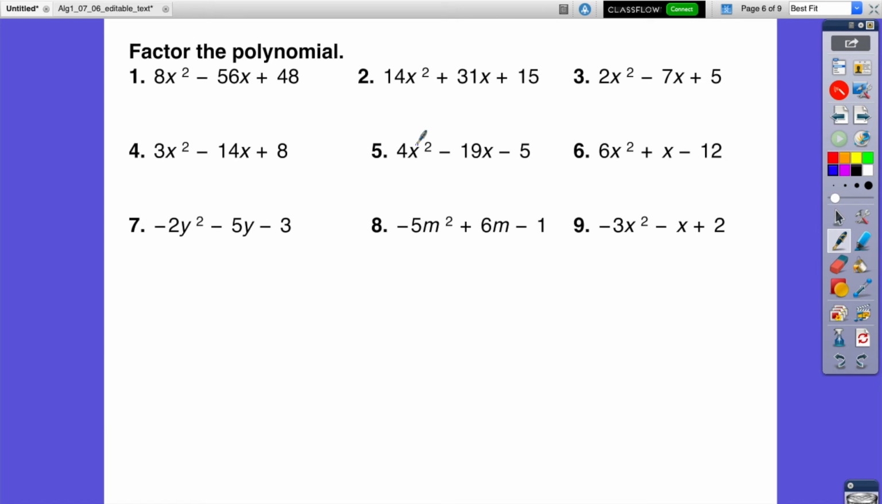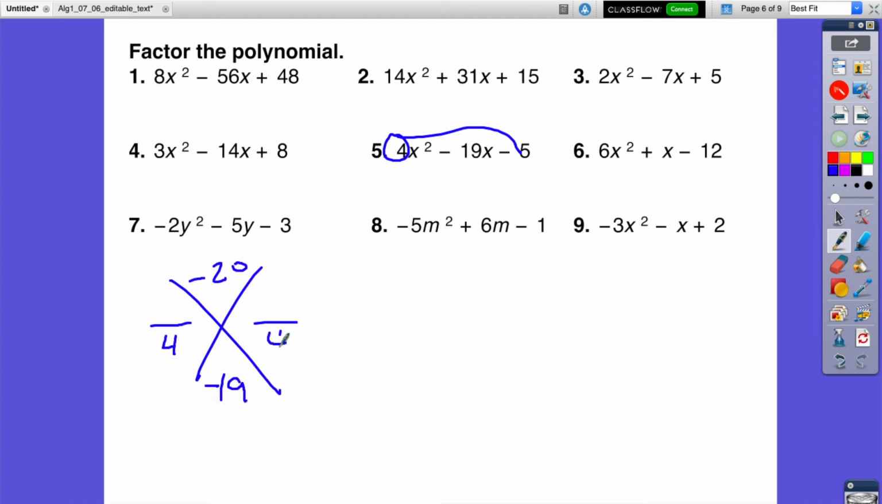GCF, no GCF. Leading coefficient, yes, we need to multiply that over. So this is going to be negative 20 here, and that's going to be negative 19. And I'm not going to forget that 4. 2 and 10? Nope, won't make 19. 4 and 5? Nope, won't do it. Oh, 1 and 20, yes.